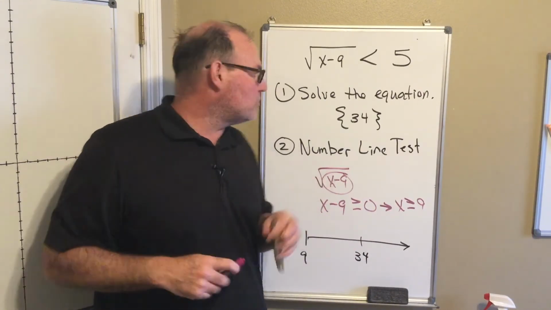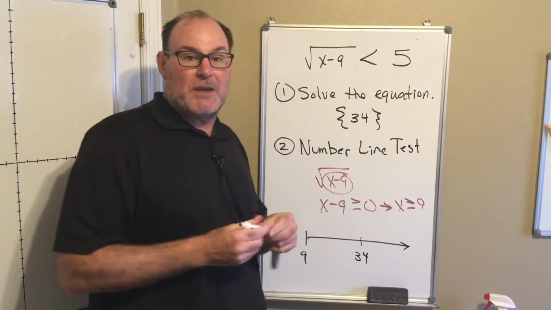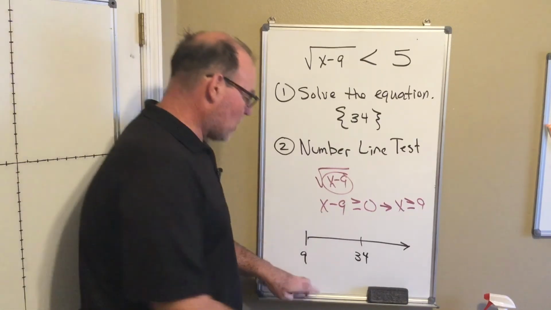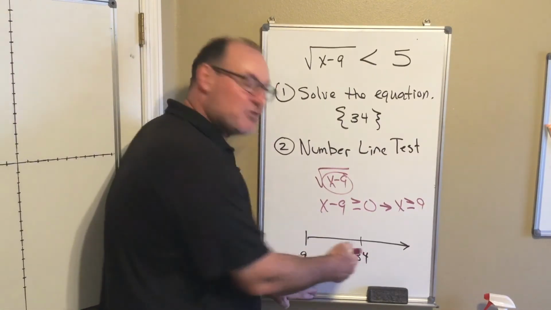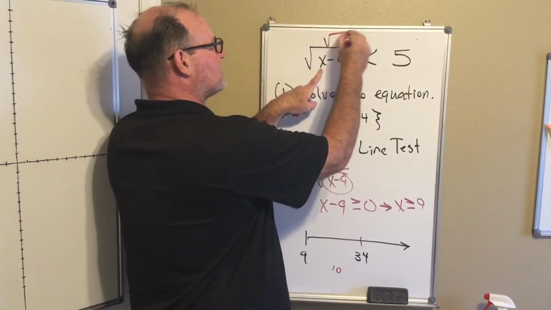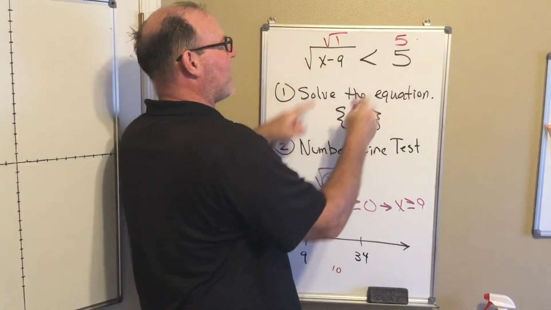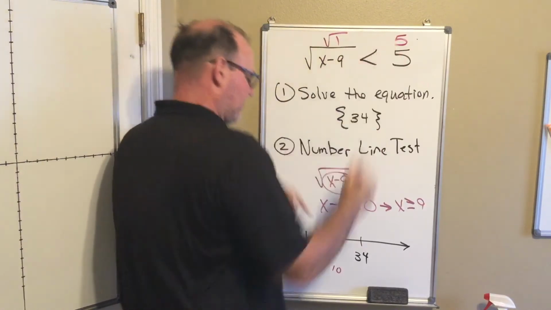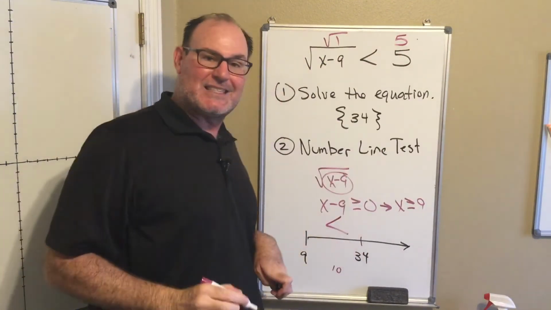Now we're going to test these out. So I'm going to just pick a value from each of these intervals. So I'm going to pick 10. 10 is between 9 and 34. And when I put 10 in here, 10 minus 9, that's the square root of 1. This side is 5. 1 is less than 5. So in this interval, I've got less than.